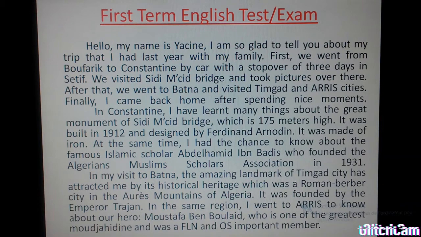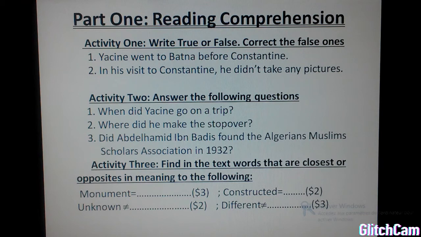Let's move now to the first part, reading comprehension. Activity 1, write true or false, correct the false ones. So you have to read your instructions very, very carefully. First sentence, Yasin went to Batna before Constantine. In his visit to Constantine, he didn't take any pictures. If it is false, it's false, so you have to correct the sentence. If it is true, it's true. No correction, no justification.